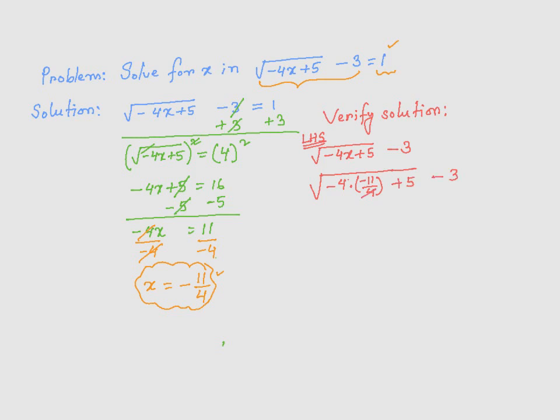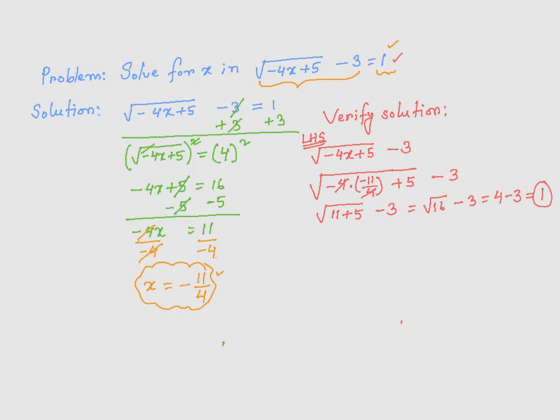So 4 and 4 are going to cancel. Negative and negative is going to make it positive. So it's going to give me the square root of 11 plus 5 minus 3. The square root of 11 plus 5 is, by the way, the square root of 16, then minus 3. But the square root of 16 is 4. We are going to consider the principal root here. That means the positive root. 4 minus 3 is equal to 1. This is exactly what we've got on the right hand side of this equation.